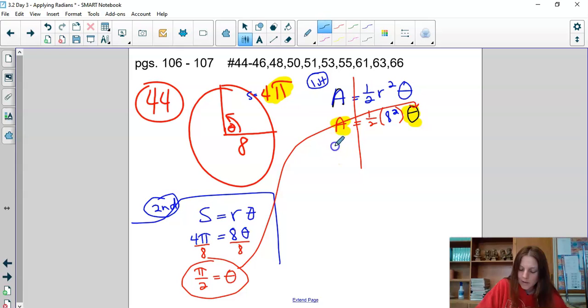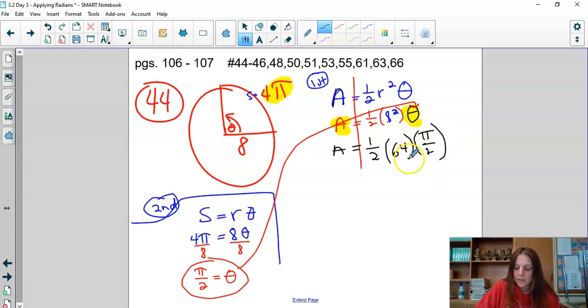Okay, so I'm going to rewrite it. Area equals 1/2. Again, I'm sticking with 1/2 because I'm not typing all of this into the calculator. 8 squared, 8 times 8, I could do that now. That's 64. And we just found out the theta is pi over 2 radians, but you don't have to write the word radians. Okay, so let's go ahead and simplify this out. Half of 64 is like taking 64 and dividing it by 2. So 64 divided by 2 is 32. I'm still going to be multiplying that by pi over 2.